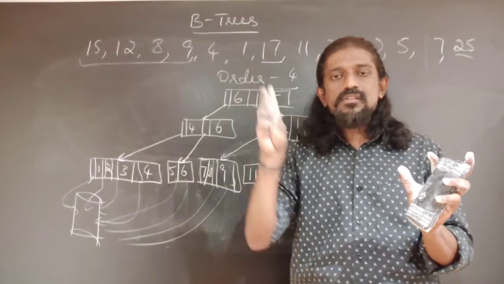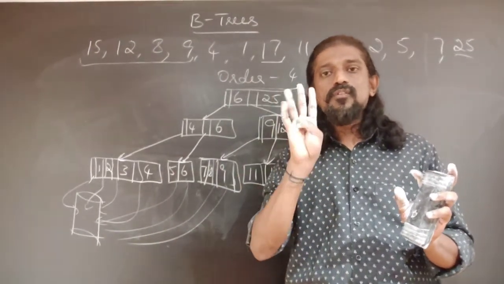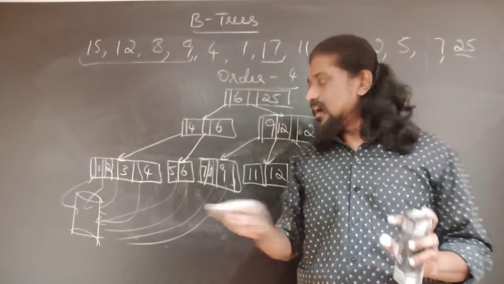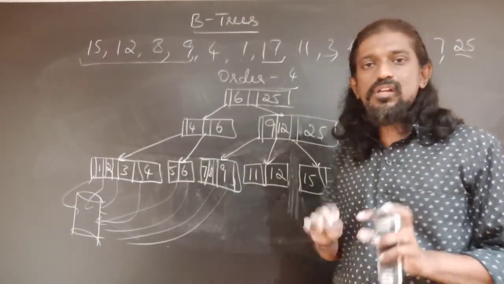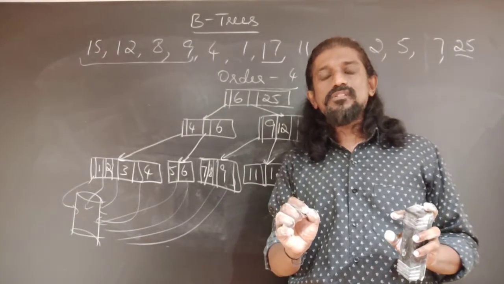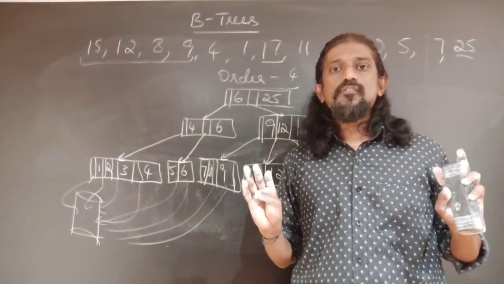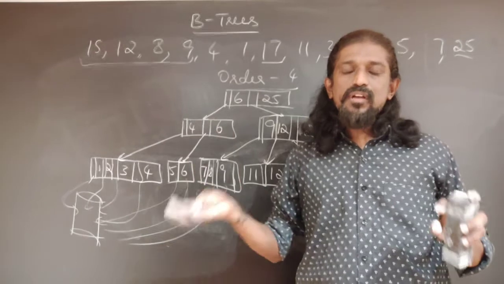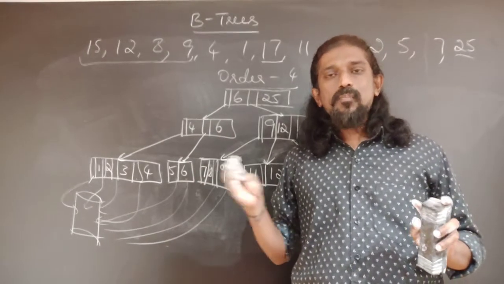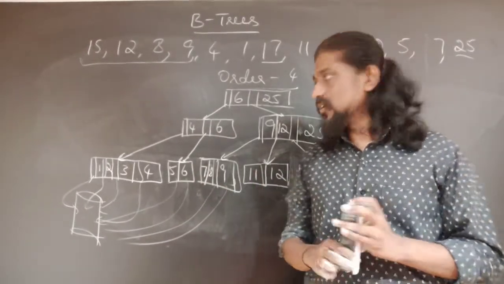So therefore there is an exception for the root, that the root can have a minimum of 2 descendants, except the root and the leaves, which will not have descendants. All other nodes should have a minimum of m by 2 number of descendants and a maximum of m number of descendants. If it goes beyond m, then we can handle it by an operation called splitting.